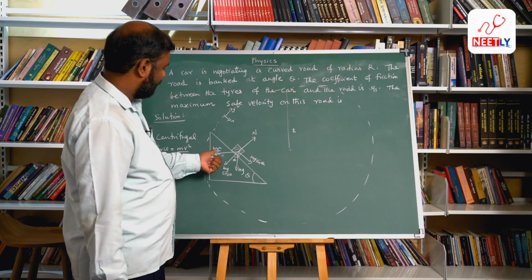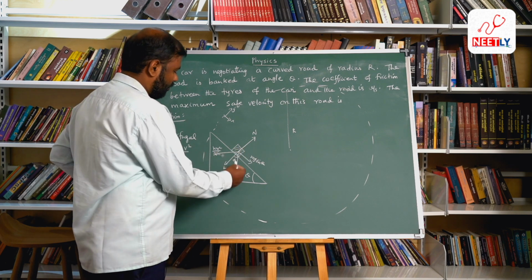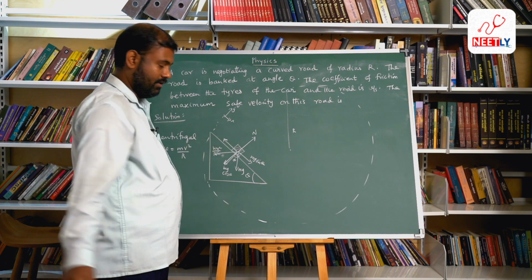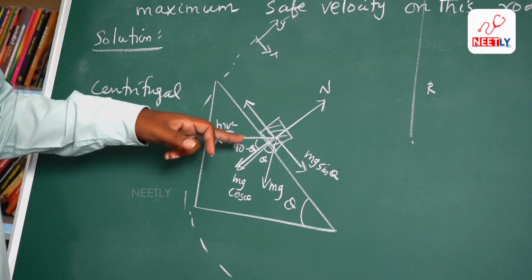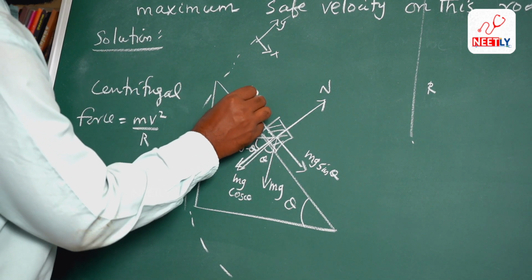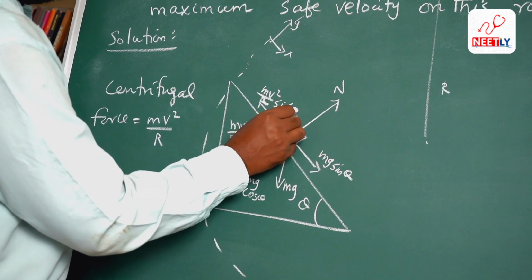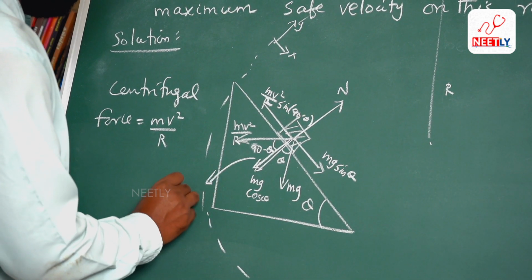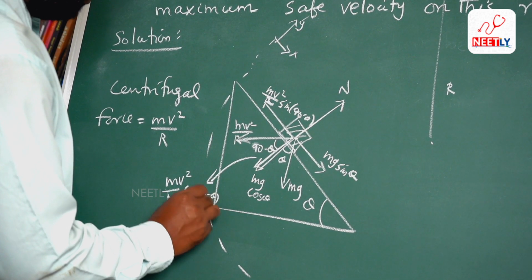Now, this mv square by r is the centrifugal force, right. This is the direction. If you resolve it into two components, one in this direction and the other in this direction, what is this angle? This is 90 minus theta. Please understand, this is theta, this is 90 minus theta. So, definitely this will be mv square by r sin 90 minus theta. And this other force is mv square by r cos 90 minus theta.